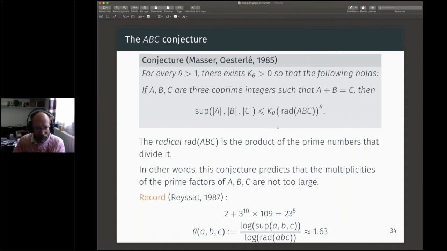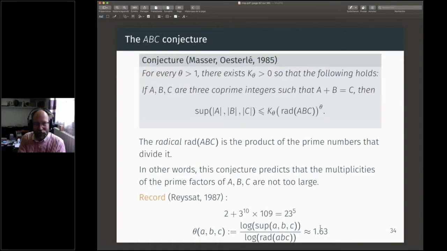And the record, if you assume, for example, that k theta is 1, so in some sense the highest abc triple, which is known, that has been found by Reyssat in 87, is just 2 plus 3 to the 10 times 109 is 23 to the 5th. And then if you look at the quotient, it's 1.63, it's quite small.